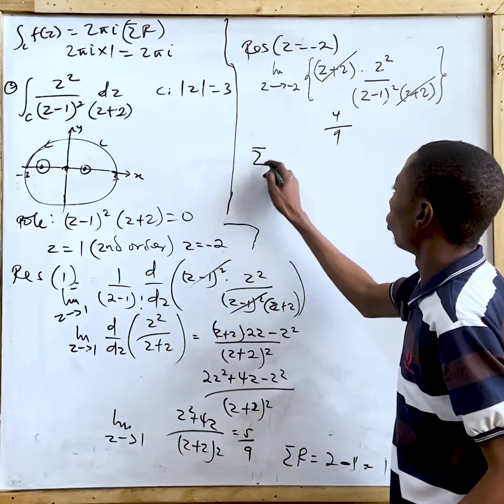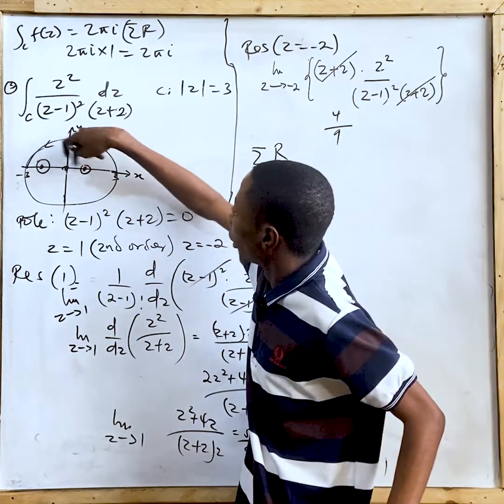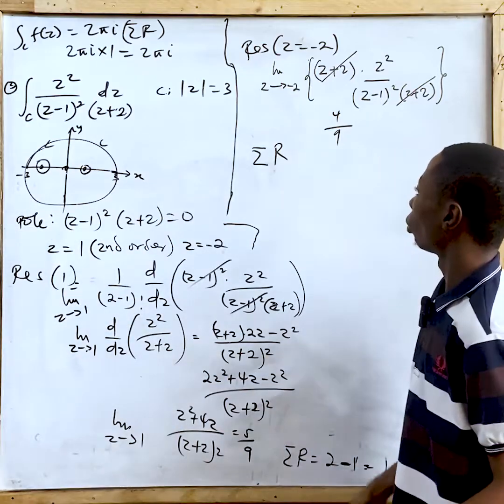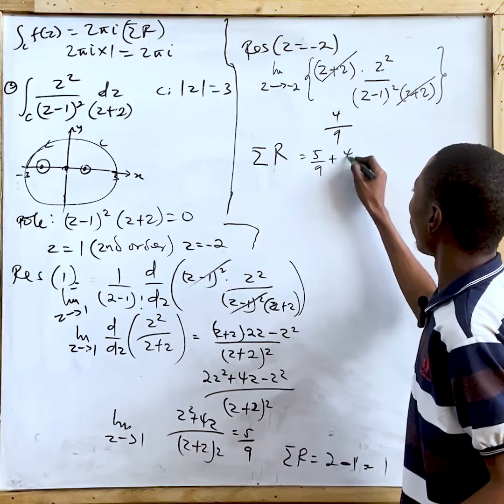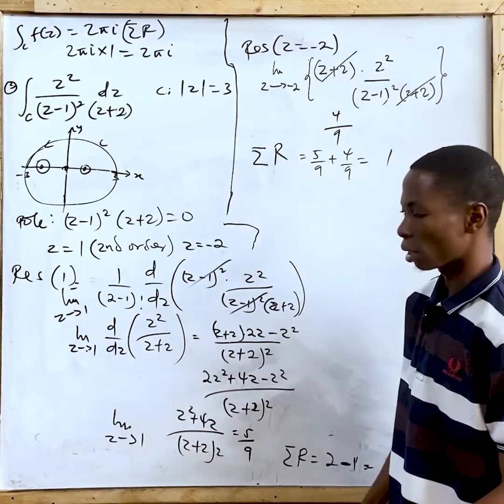So what is the sum of the residue? Because the two poles are within the contour. The first residue is 5 over 9. The second residue is 4 over 9. So 5 over 9 plus 4 over 9, that is 1.